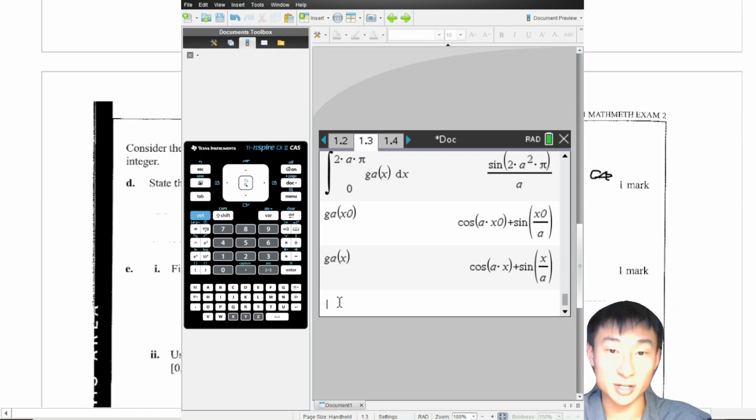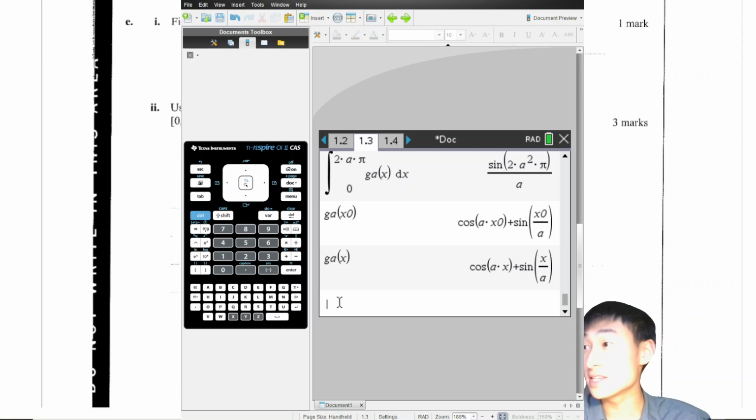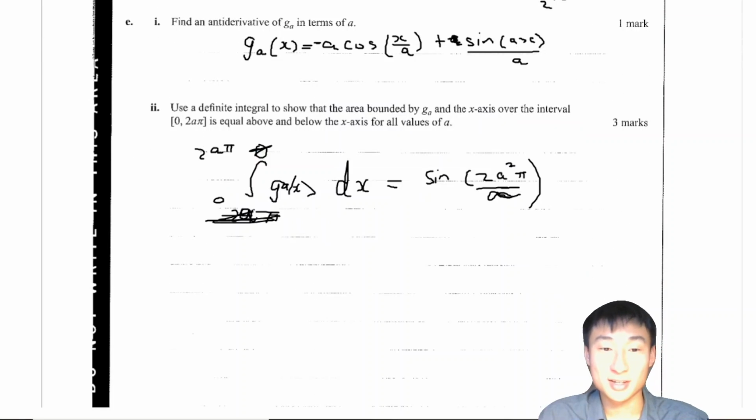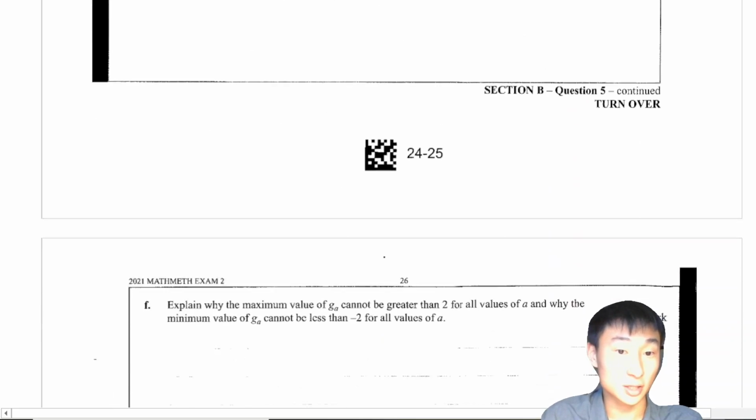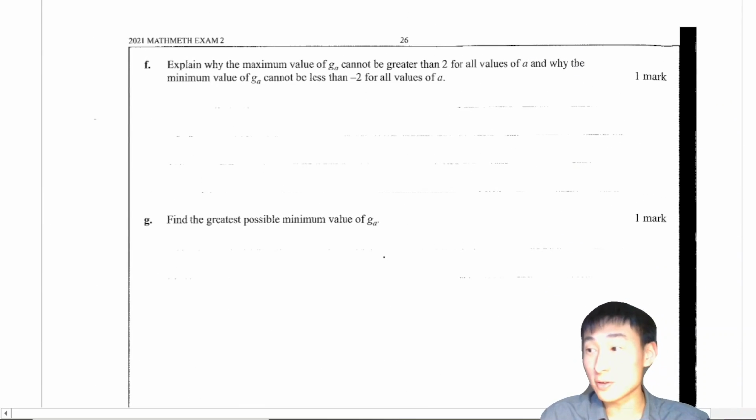Oh, a is a positive integer. Yeah, sorry, I forgot all about that. A is a positive integer, which means that when a is a positive integer, this is always a factor of pi. In fact, it's always a factor of 2 pi, and so sine 2 pi is equal to 0. Sine 2 pi k is equal to 0 for k an integer by definition. So yeah, okay, cool.